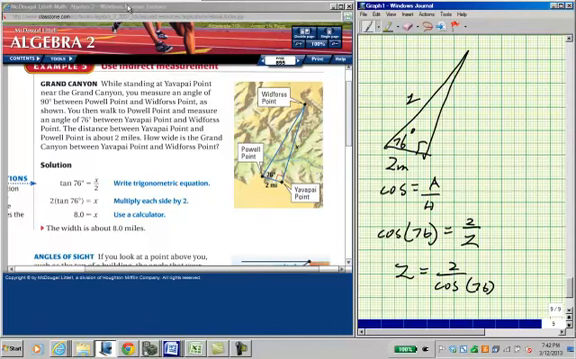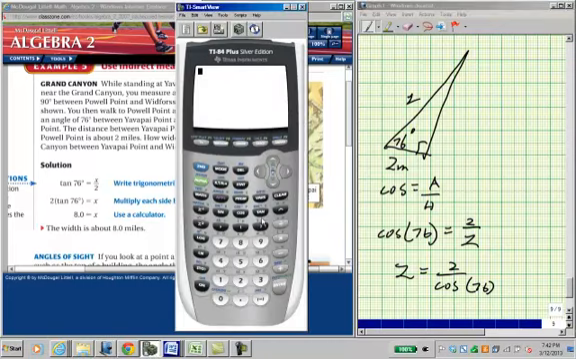So we get out the calculator, and we'll take 2 divided by the cosine of 76. And that's 8 point something, which makes sense. It's slightly bigger than the opposite side. It's the hypotenuse, so it should be the longest side. Let's call it 8.27 miles. Okay? Alright, so that makes sense.